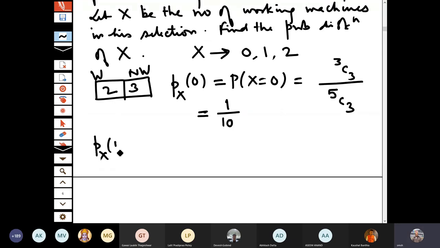Now, what is P_X(1)? So similarly, you should tell. That means 2 are not working and 1 is working.